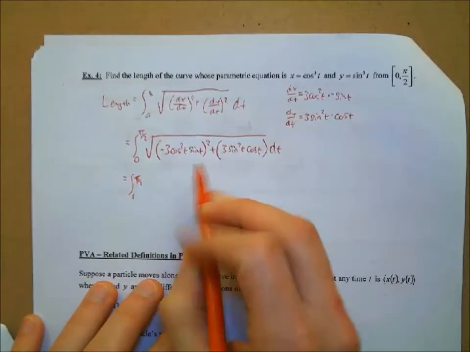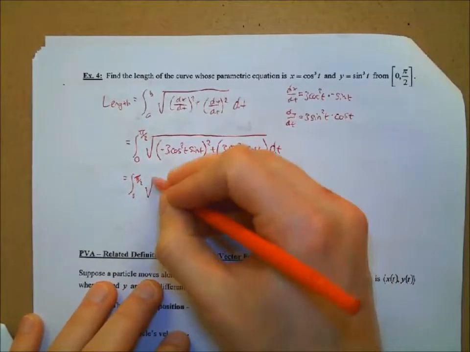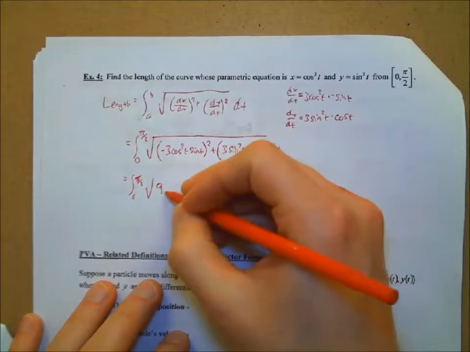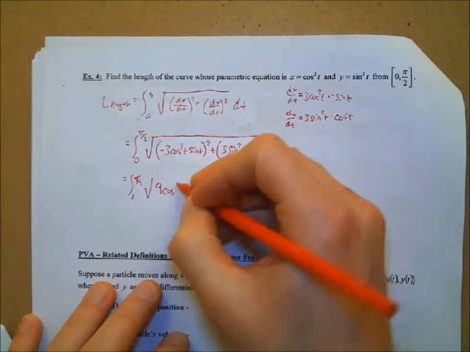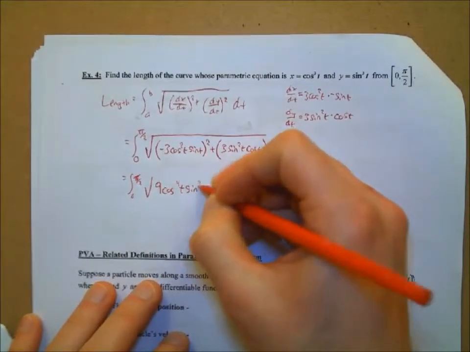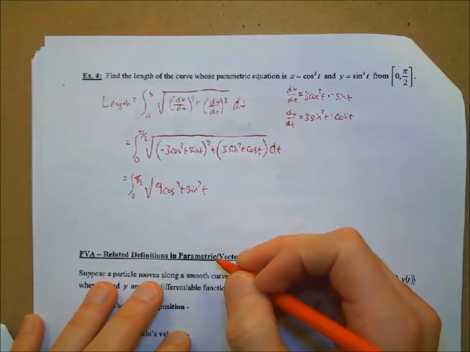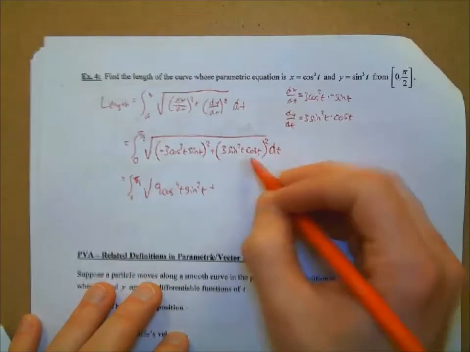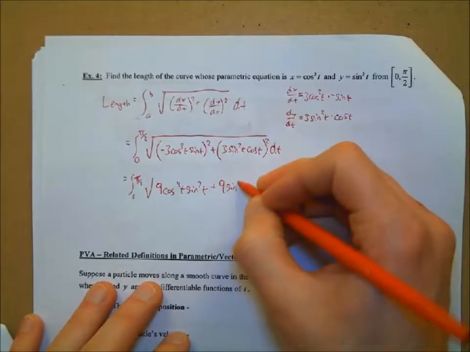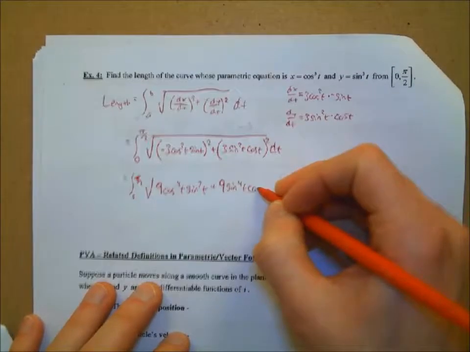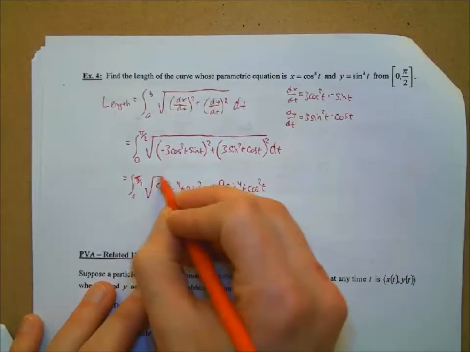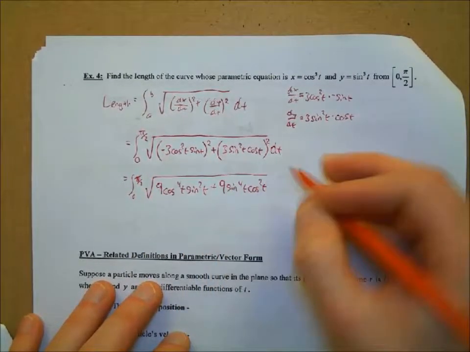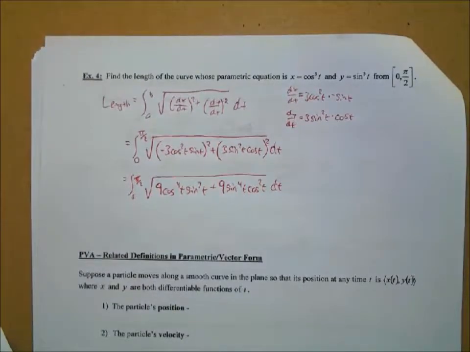Okay, so we'll square these quantities, and so we'll be left with 9 cosine to the 4th of t sine squared of t, plus, and then, oops, I forgot my square there. Squaring this would make a 9 sine to the 4th t cosine squared of t. And there's our dt.